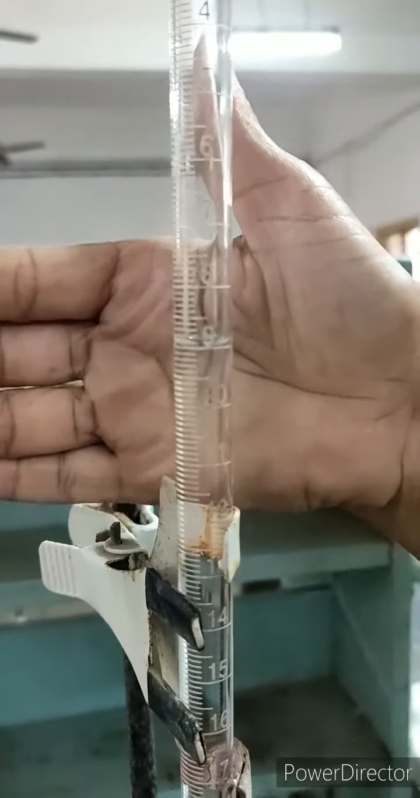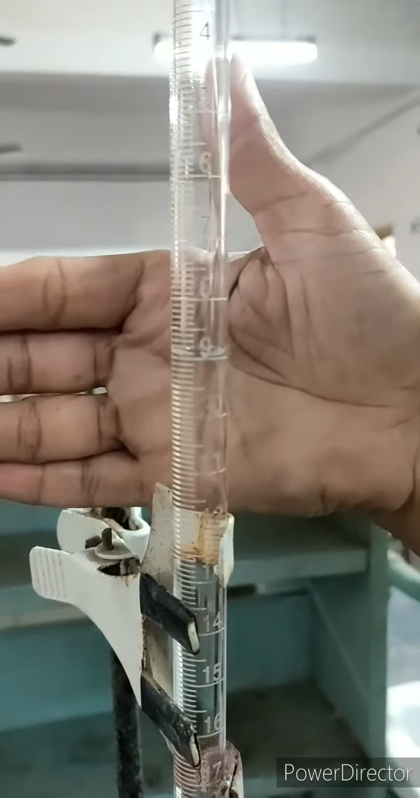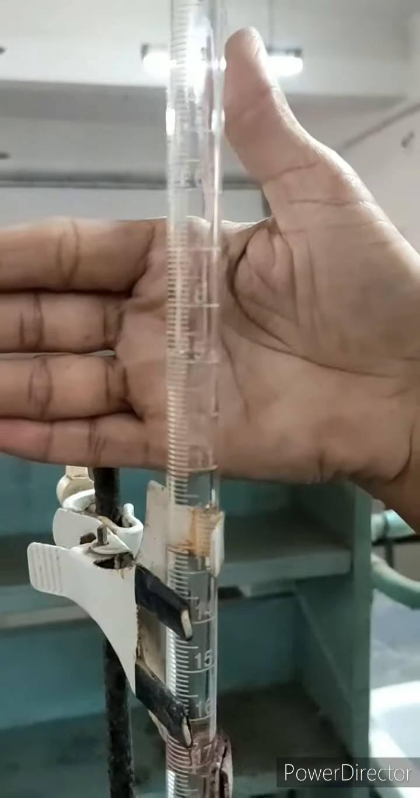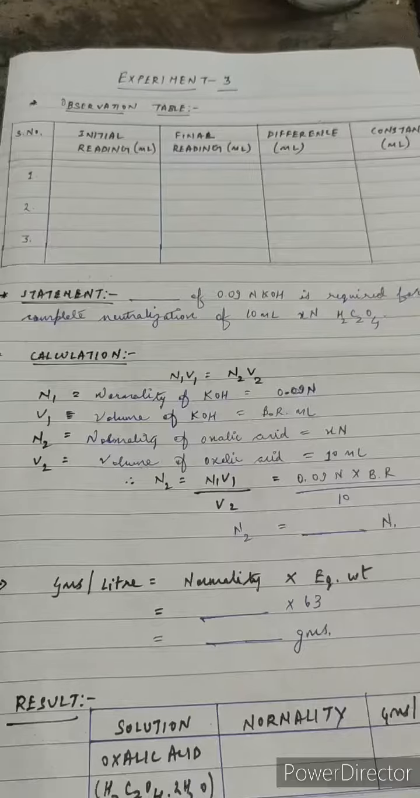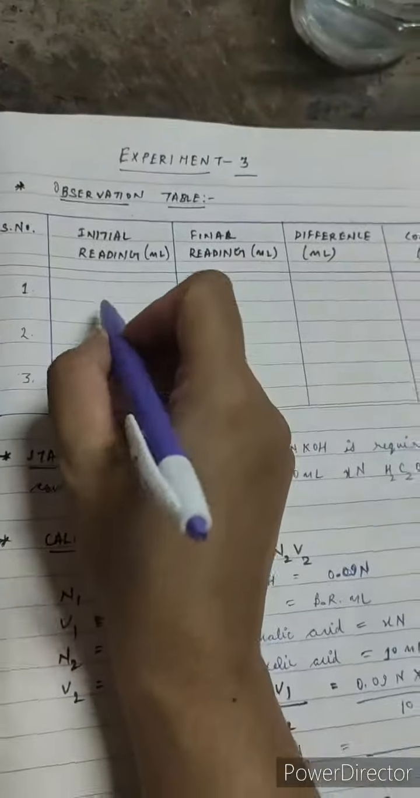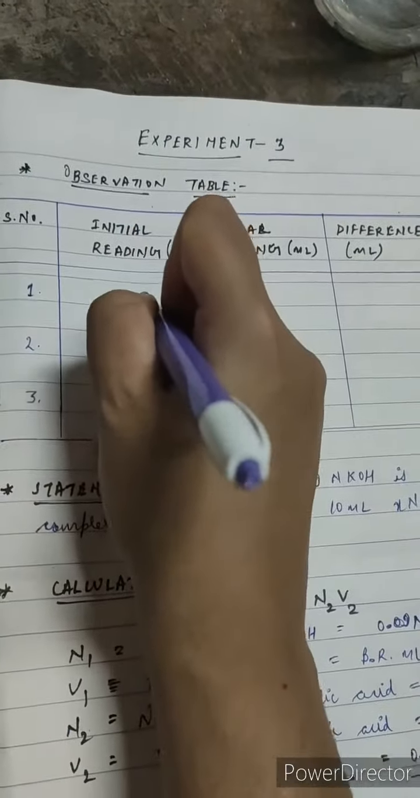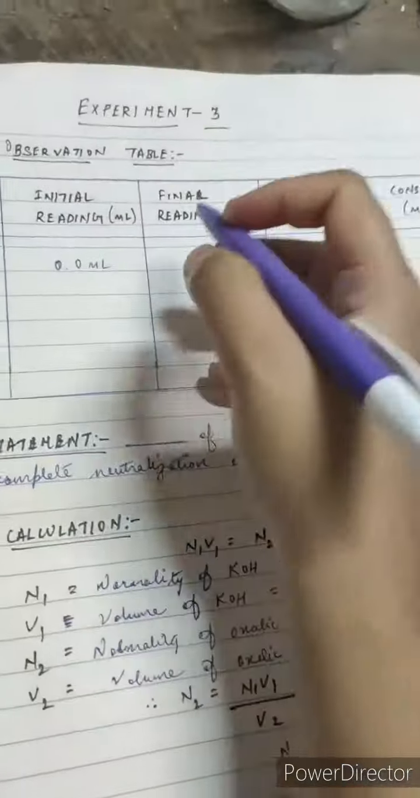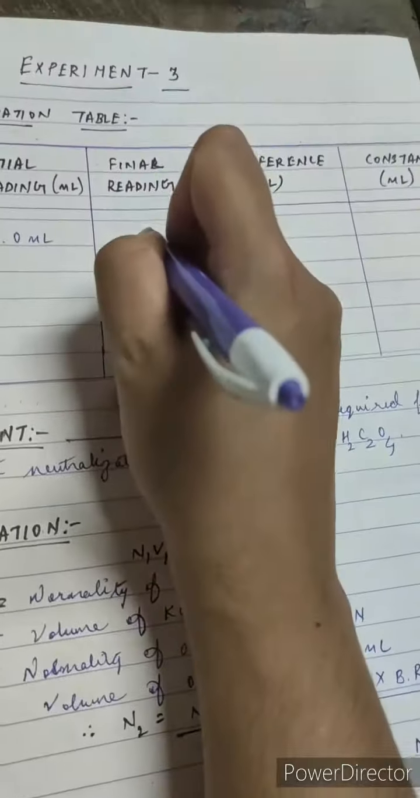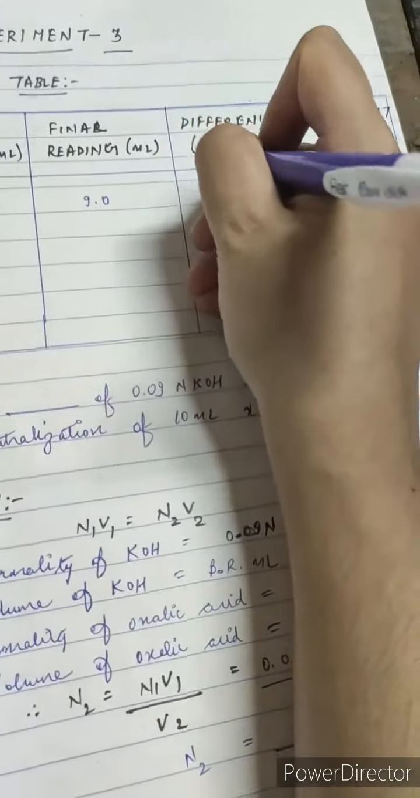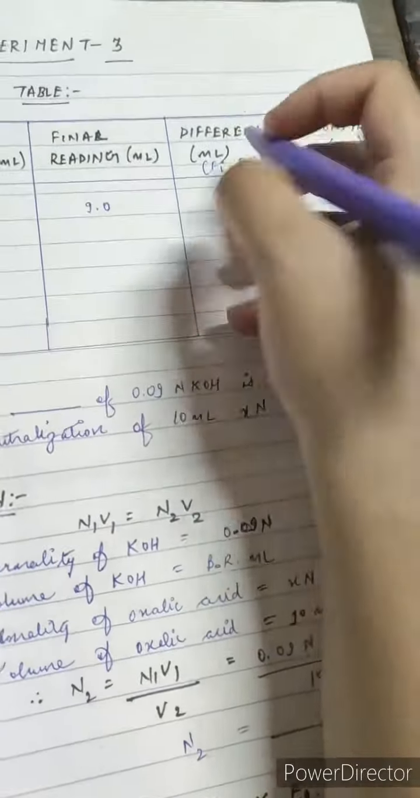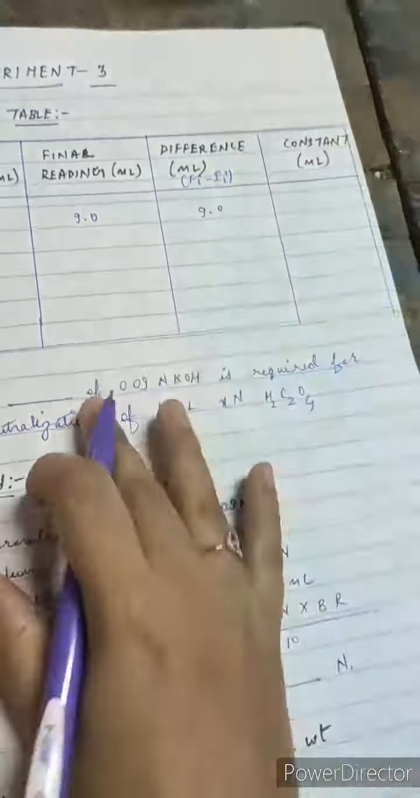That day we talked about the least count of our burette. The least count of our burette is 0.1. So in our initial reading, we had seen that it was at 0 ml. Our final reading was 9 ml. So the difference, final minus initial reading, is 9.